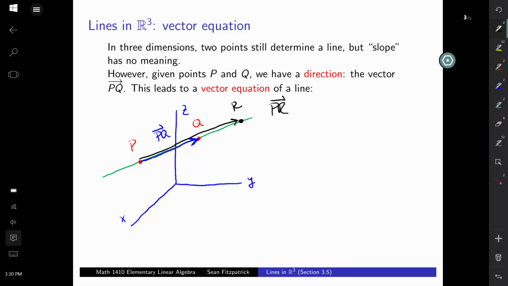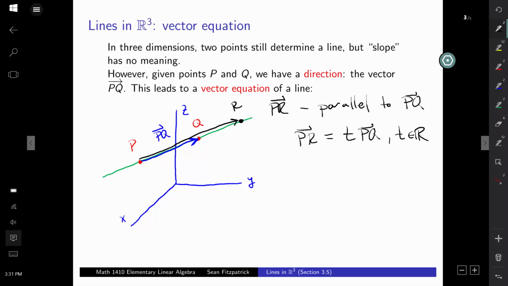So what can I say about PR? Well, I note that this vector is parallel to the vector PQ. And what do we know about parallel vectors? We know that parallel vectors are scalar multiples of each other. So this vector PR has got to be some multiple of PQ. There's got to be some real number t so that PR is equal to t times PQ, where t is a real number.